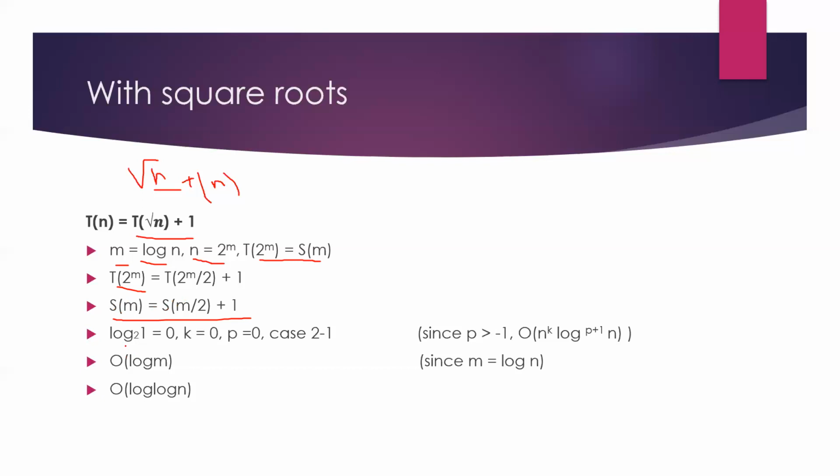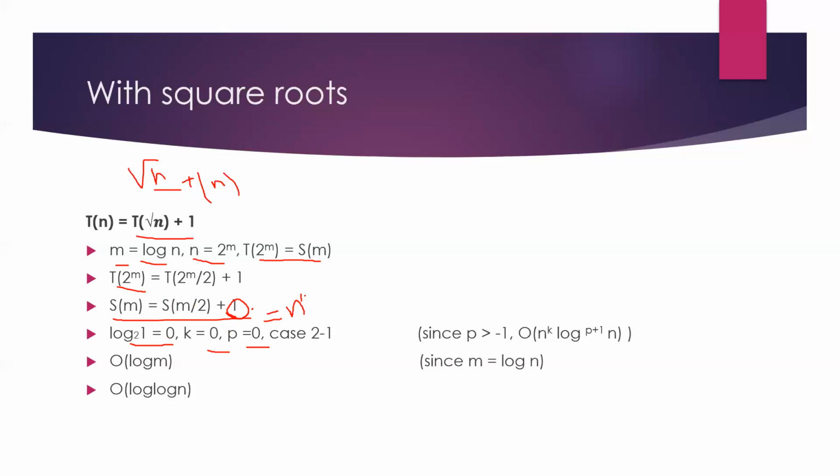From here, we are calculating the log a to the base b value, because this S of m is equal to S of m by 2 plus 1. This is in the format of a into T of n by b plus f of n. So from here we calculate log a base b, which is equal to 0, and the k value is equal to 0 and the p value is equal to 0, because here f of n is a constant.